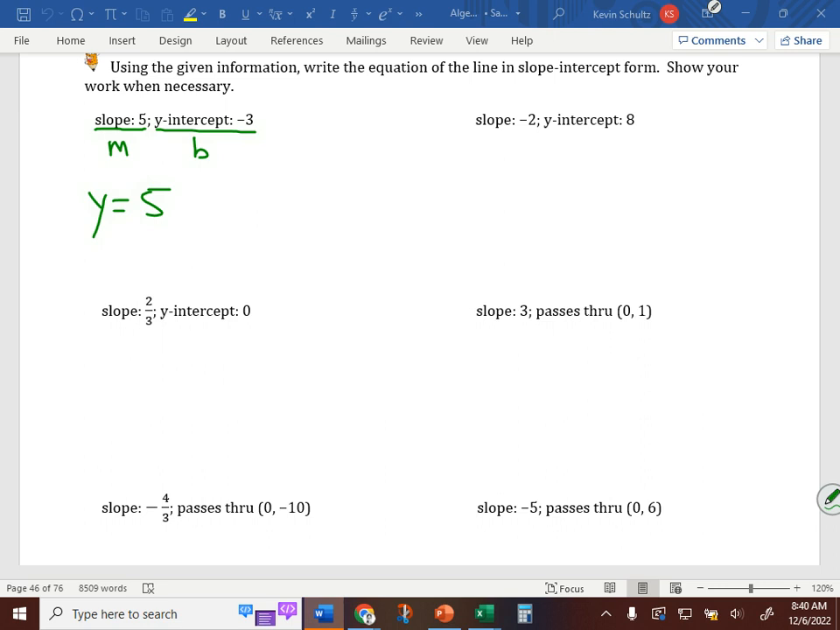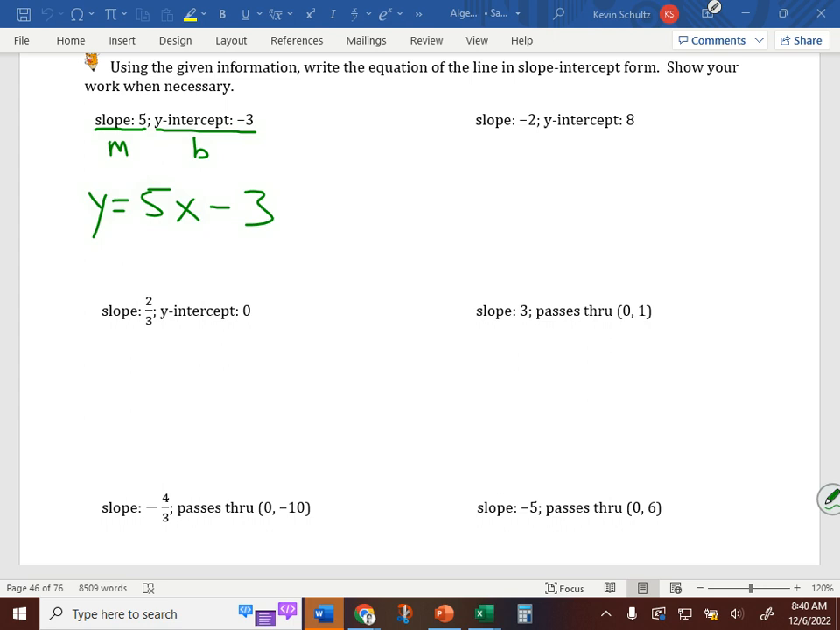Y equals 5x minus -3. It would actually just be -3, okay? Because minus a -3 means that you're adding it, right? And so just -3 would be all you need there. Perfect. Wasn't that easy? Okay? Once you know the slope and you know the y-intercept, all the work's been done for you. You just got to put it in the right place.